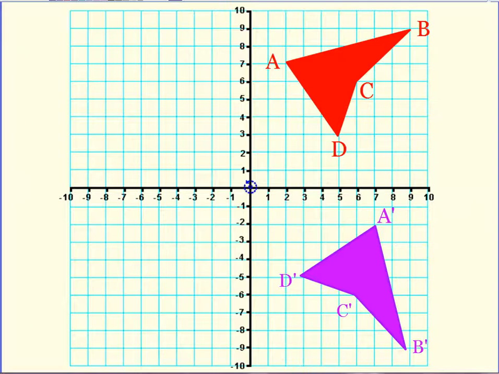Here we have a rotation. Can you tell what type of rotation has taken place? Make sure to pay attention which one's your pre-image and which one's your image. This, since it went from one quadrant to the very next, would be a 90-degree rotation, and obviously we went clockwise. So this is a 90-degree clockwise rotation.